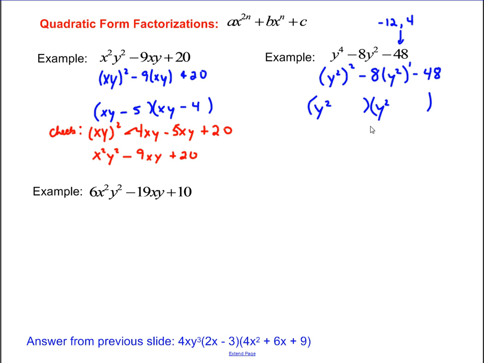Negative 12 times 4 would be negative 48. Negative 12 plus 4 would be negative 8. So we're going to make this minus 12 for one of the binomials and plus 4 for the other binomial. And a brief multiplication using your FOIL method would verify this.